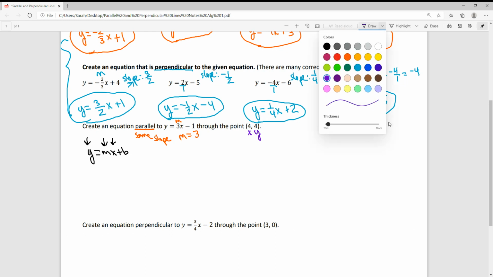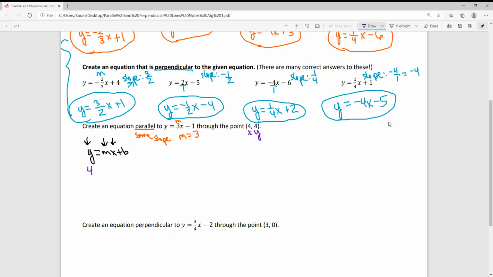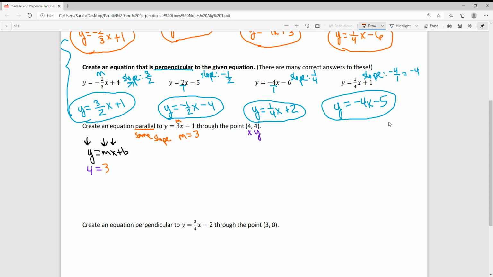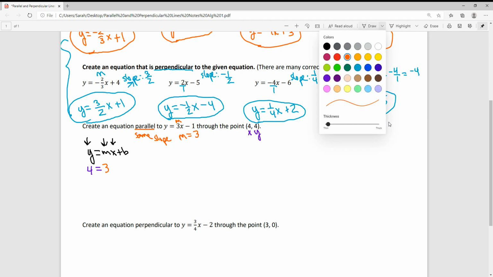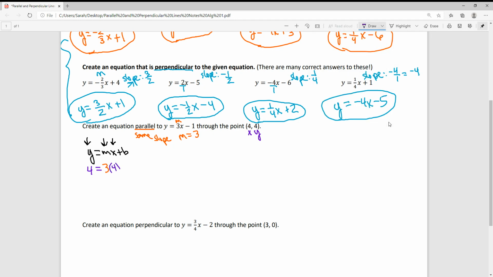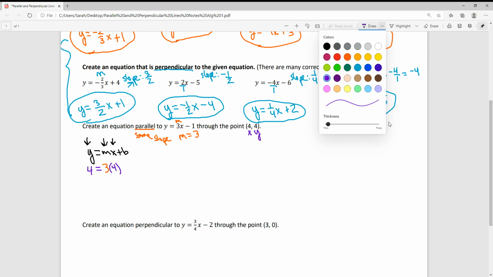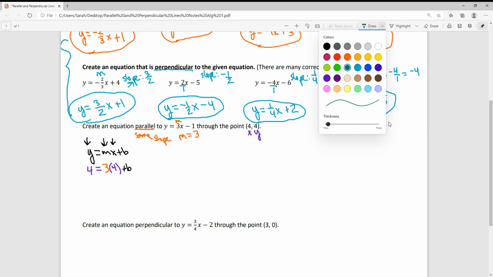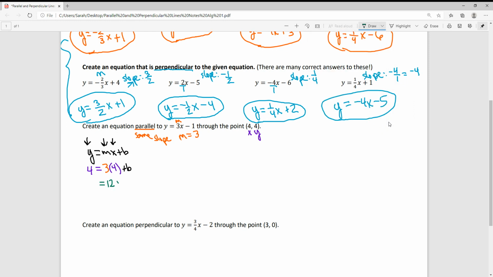X and y are the coordinates of that point they gave us. So y is 4 equals m is the slope that we see in the original equation, so 3. X is also 4. Put that in parentheses or use a times dot. And then plus b. From here, I'm going to solve this to find b. Starting with 3 times 4 is 12. And then to get b by itself, I need to subtract 12 from both sides. 4 minus 12 gives me negative 8.